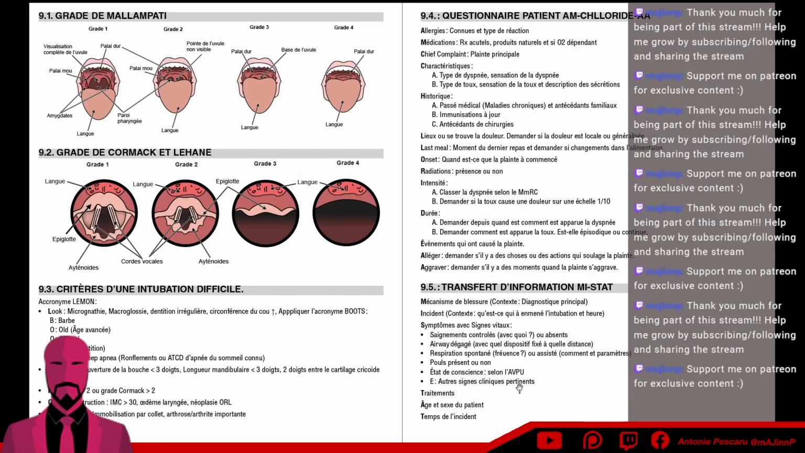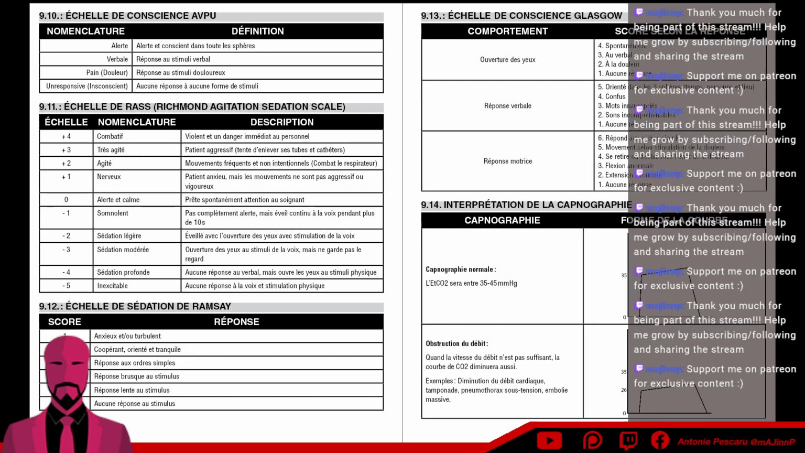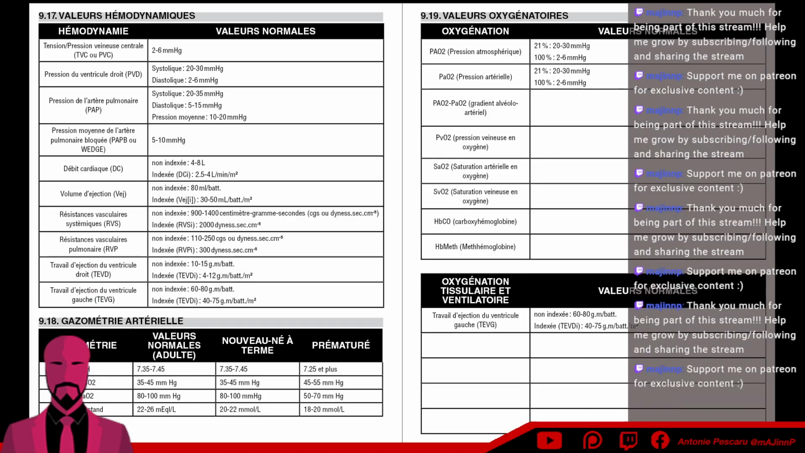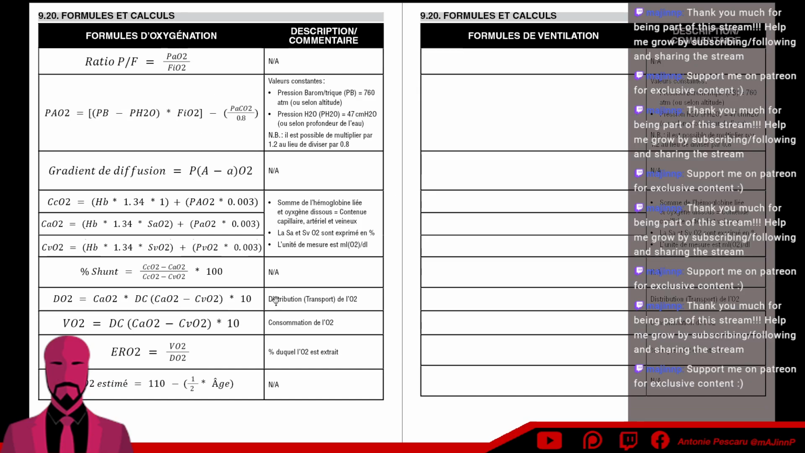Treatments that you've tried so far, the age and sex of the patient, that would probably go first, and the time of the incident. Actually, the age and sex should be at the top, but this is the military. This is the military way of delegating information to a higher medical superiority. Capnography, that's fine. And I said we were going to be doing the calculations. Actually, I have normal values to put. Actually, no. The calculations are over here.